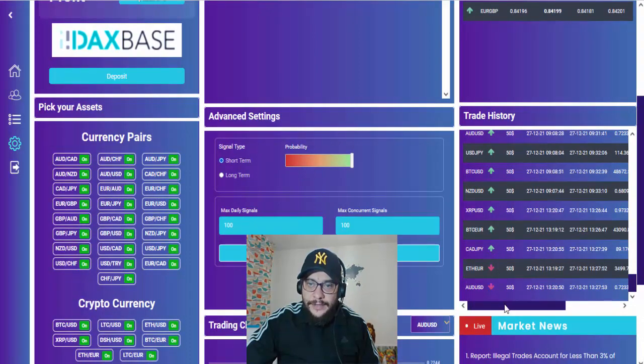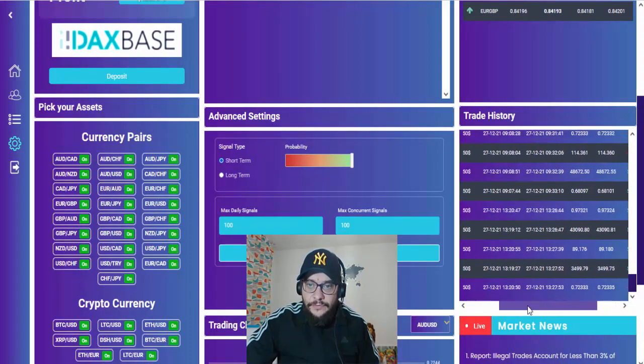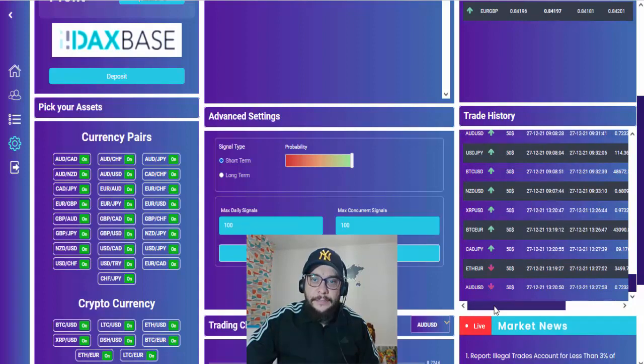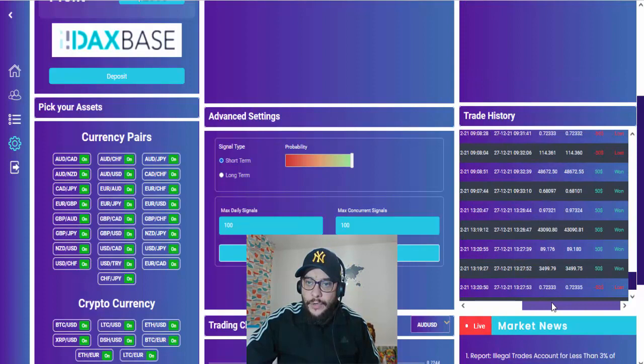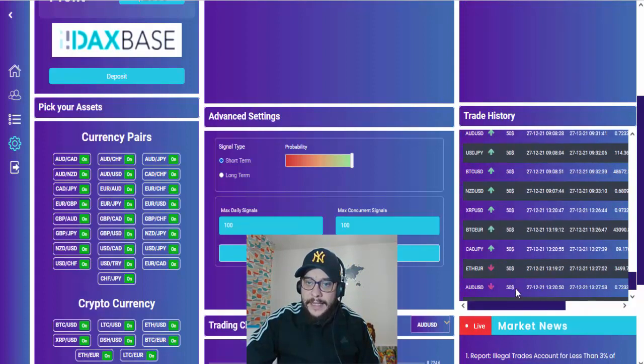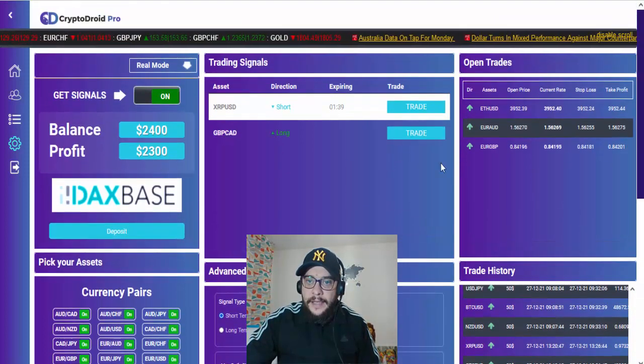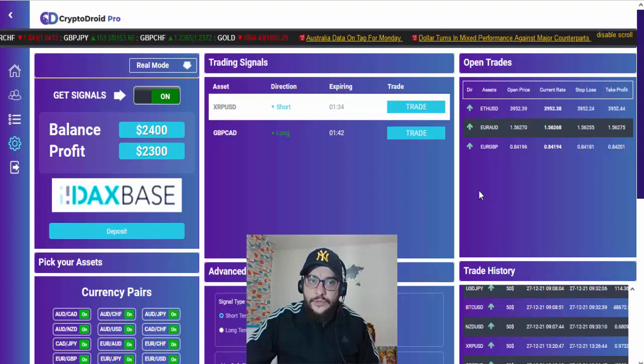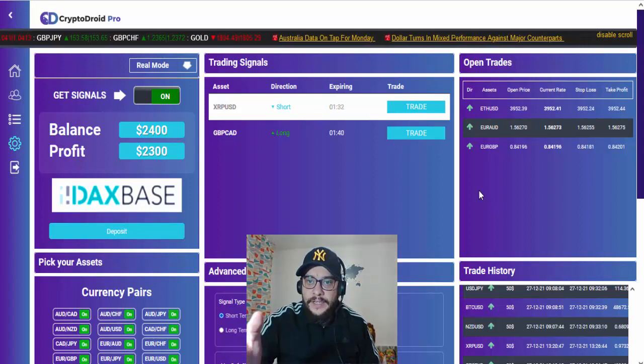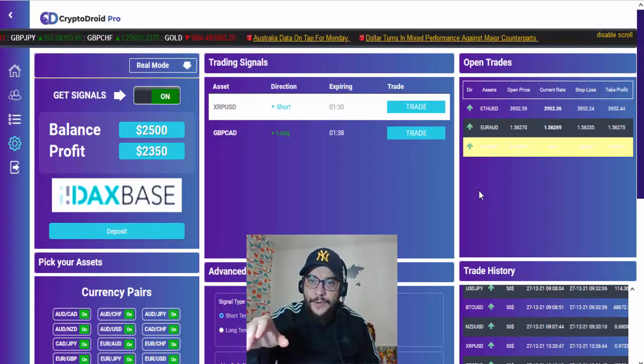This is what I don't like. If I have to say something bad about Crypto Droid Pro, it is that I need to go here to the left or right to see what was happening. And one trade out of the money, as you can see here, and another one was closed. And we still have 3 more trades to close. Let's wait for these 3 trades to close, and then we will have a look.